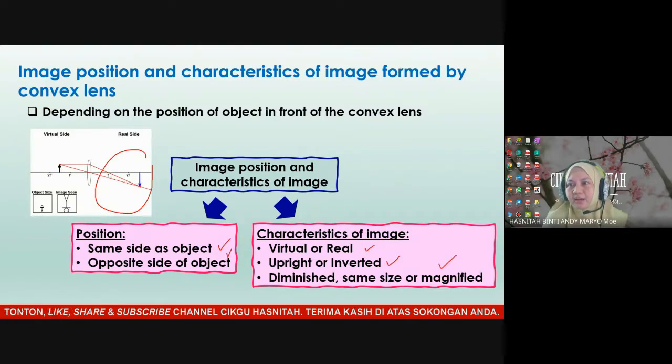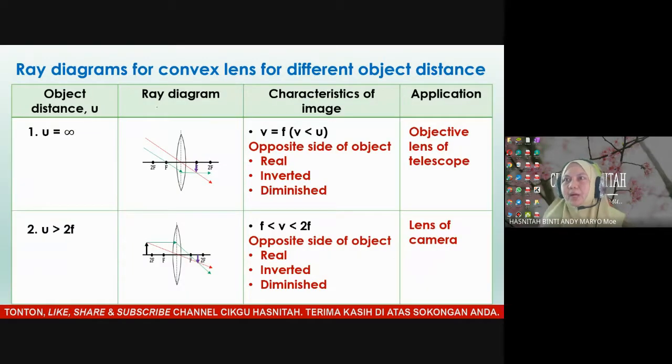Next, students, for a convex lens, there are 6 possible places where we can place the object. The first one, the object is very far away, so we call it infinity. u is the object distance, and infinity means the object is very far away. So this is how the light travels, as shown in your textbook on page 256.